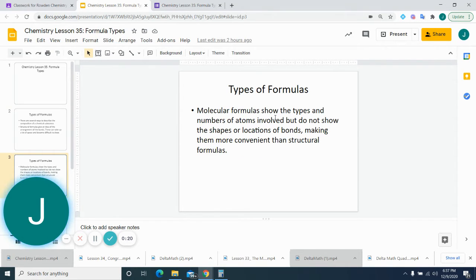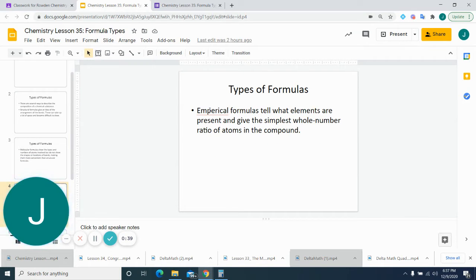There's another type of formula called a molecular formula. What it does is tell you what kind of atoms are involved, and how many atoms are involved, but it does not tell you the shape or location of the bonds, which makes them much more convenient than a structural formula. Okay, so that's a molecular formula.